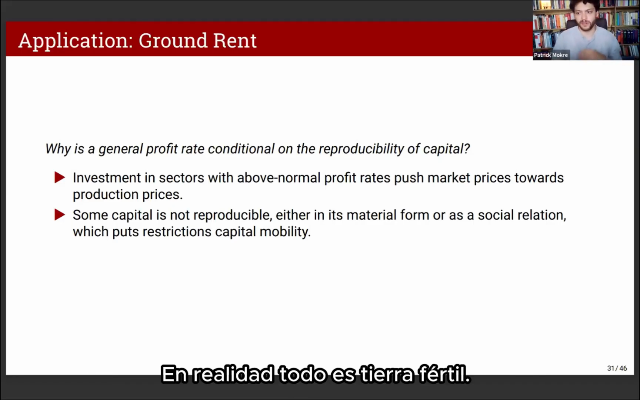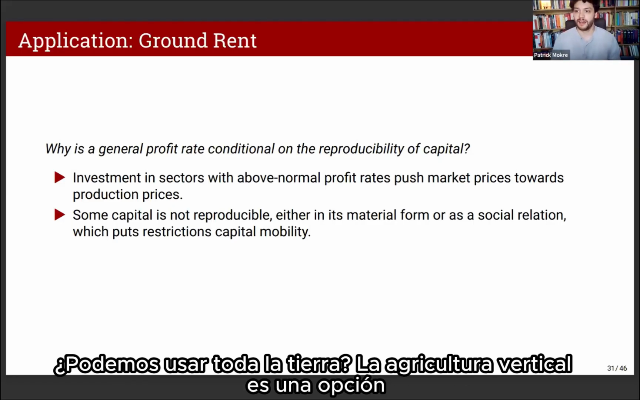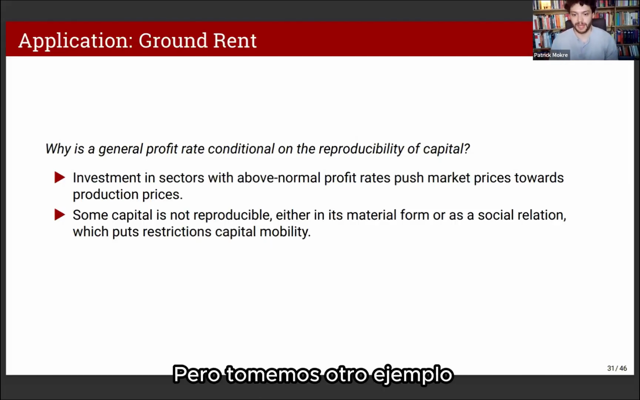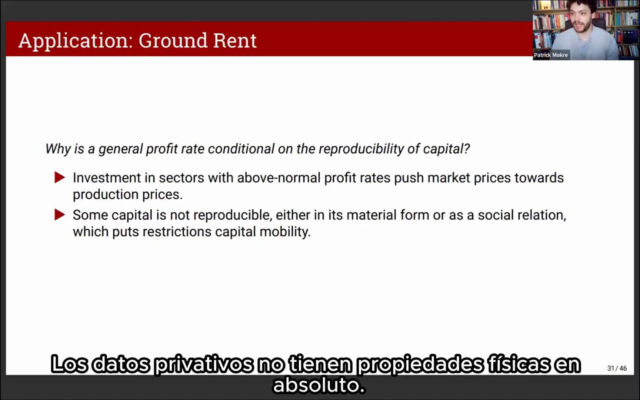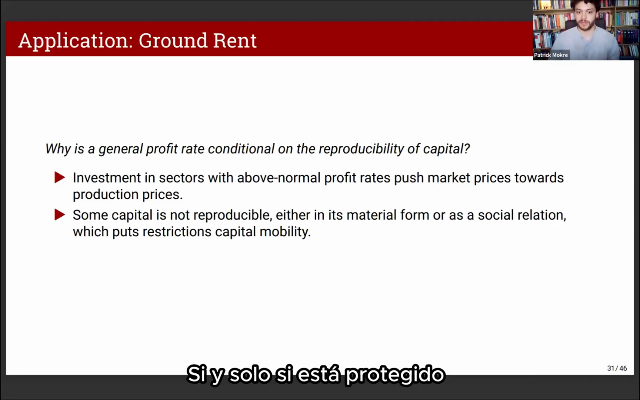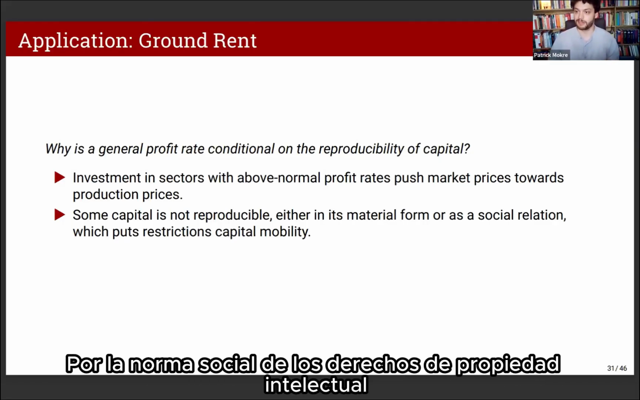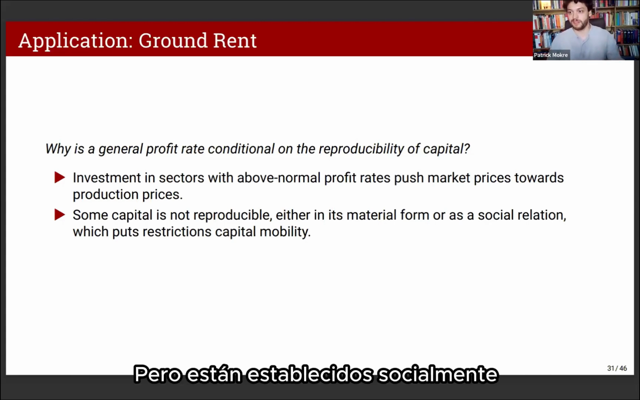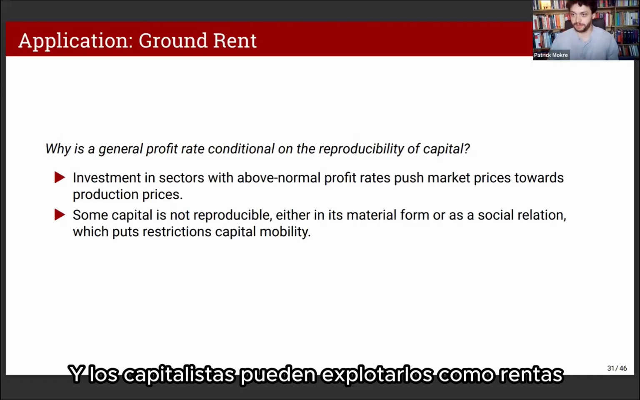And now with land, it's a bit difficult because we can haggle. Is really all land fertile? Can we use all land? Vertical farming, is that an option? But let's take another example. Proprietary data has no physical properties whatsoever, but it will give a firm a competitive advantage if and only if it is protected by the social norm of intellectual property rights. They can go down over time, but they're established socially and capitalists can exploit them as rent.